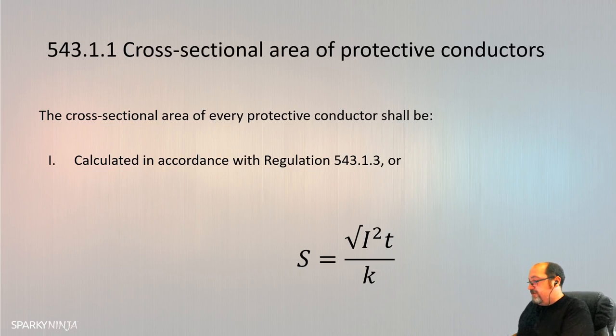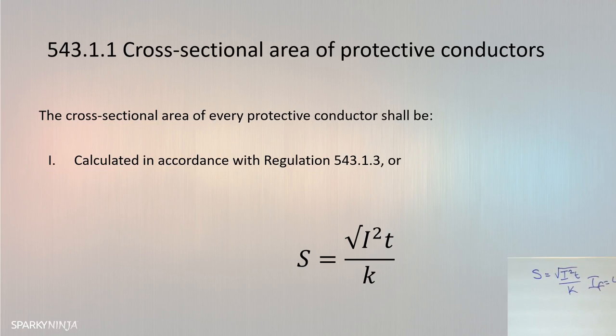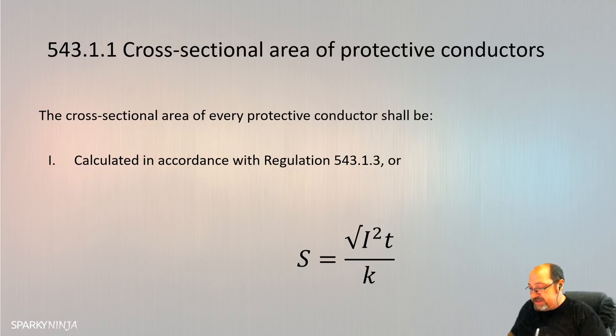So this is what I've got so far. S is the square root of I squared T over K, and I'm calling it IF because it's fault current. That's just how my head works. So that's 450 amp. Okay, the T. Now that amount of current, it tells me in this table, will achieve a 0.1 to 5 second disconnection. So I can actually call T 0.1, because it's going to disconnect in 0.1. And it tells me, back in 543, the T is the operating time of the protective device corresponding to the fault current. So the amount of time corresponding to that fault current is 0.1 seconds. So T equals 0.1 seconds.